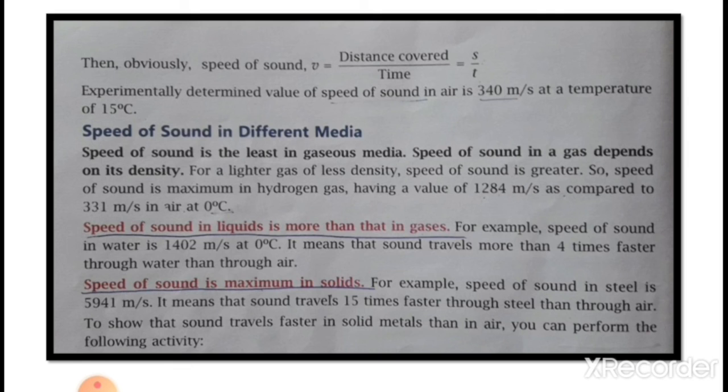Speed of sound is maximum in solids. For example, speed of sound in steel is 5941 meter per second. It means that sound travels 15 times faster through steel than through air. To show that sound travels faster in solid metals than in air, you can perform the following activity. So there is an activity in your textbook. You can go through the textbook.